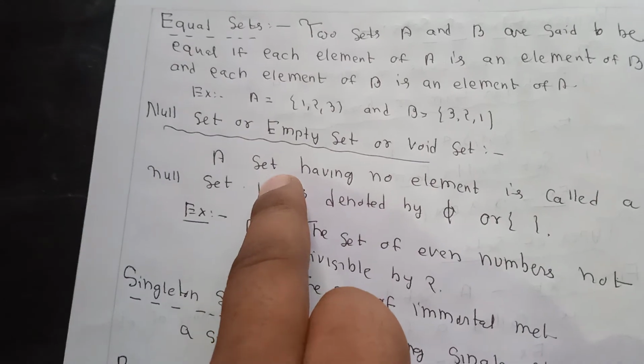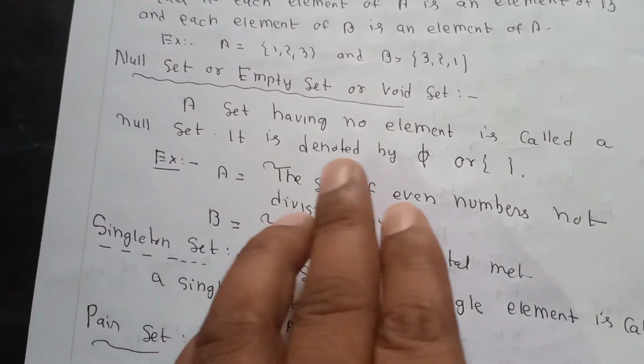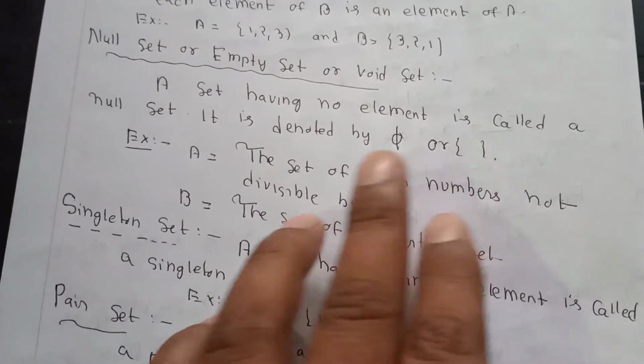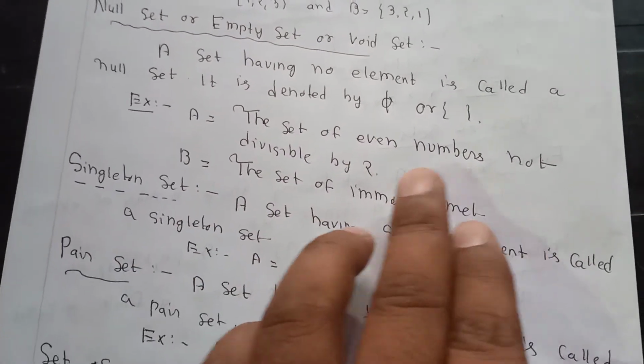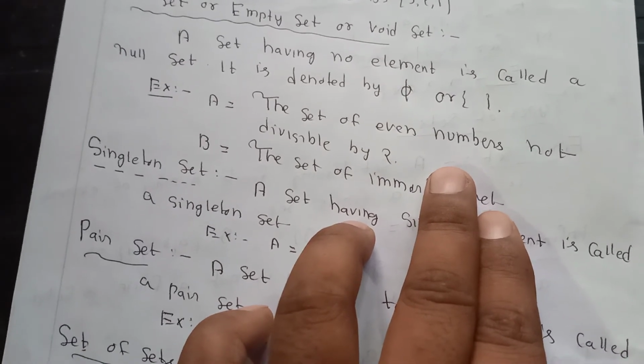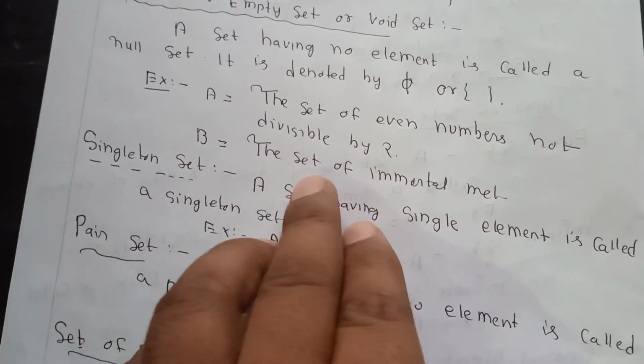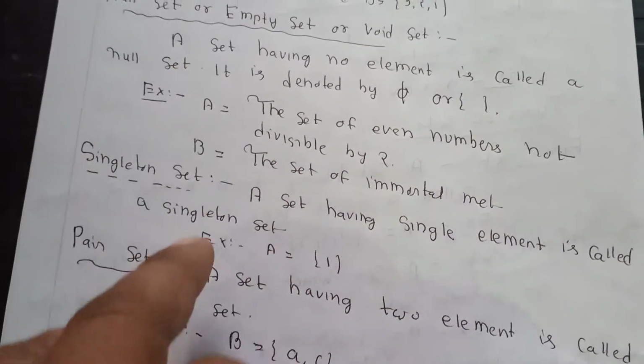Null set or empty set or void set. A set having no element is called the null set. It is denoted by phi or empty braces. For example, the set of even numbers not divisible by 2. So what is an even number? Those numbers which are divisible by 2. So this is the empty set. The set of immortal humans. This is the empty set.